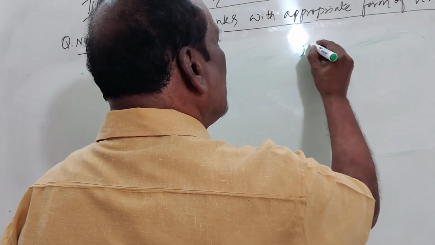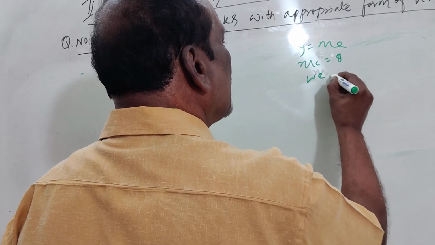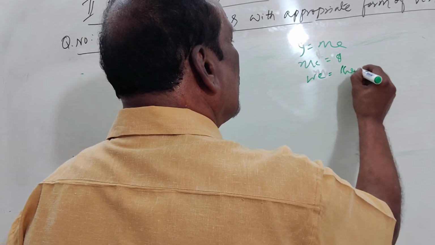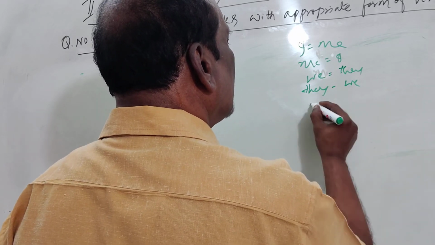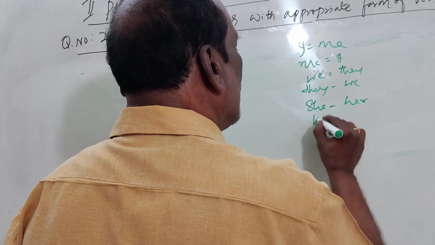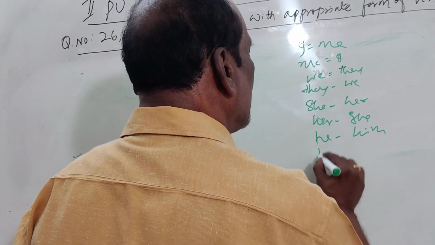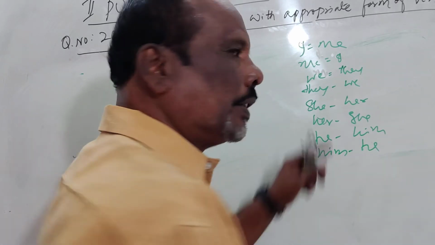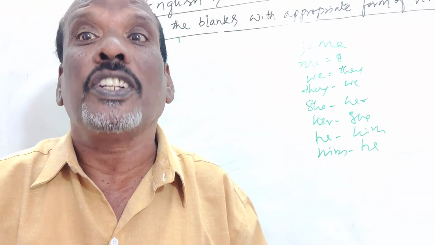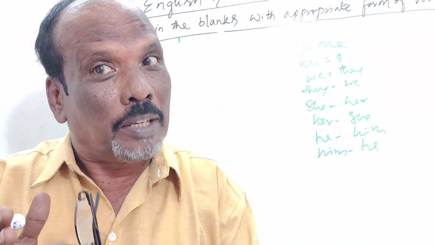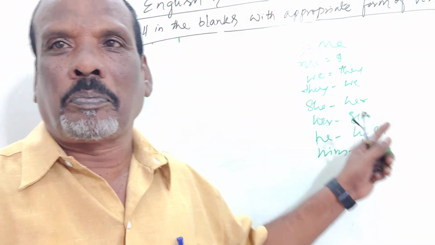See, I will be changed into me, I, we, they, we, right? She, her, she, he, him, he, like that. So the pronouns will be changed while changing active voice into passive voice. That you should keep in mind. And the auxiliary verbs should agree with these pronouns.